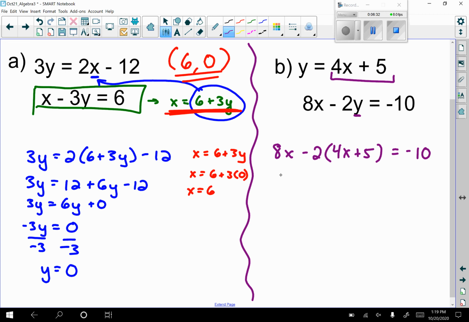Now I want to distribute the negative 2, so 8x minus 10 equals negative 10. And what's going to happen here, my 8x's do cancel, so I'm left with negative 10 equals negative 10. Now we've seen this before with just single variable equations. When everything cancels, our variable terms cancel, we're left with a true statement. Wasn't that all real numbers? Well, in this case, all real numbers turns into infinitely many solutions, or all points on the line are solutions.